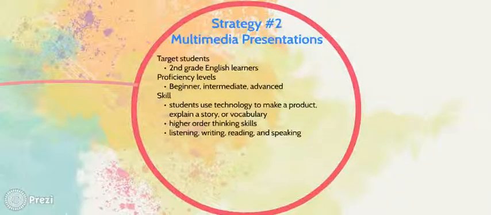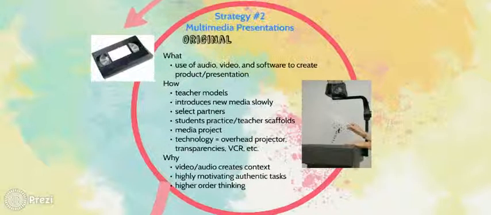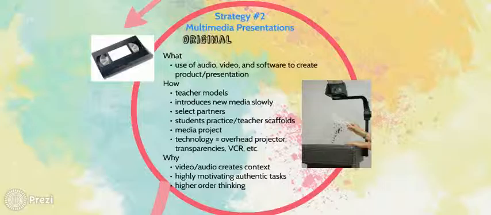The second strategy I'm going to talk about is multimedia presentations. The skills that students use are that they use technology to make a product, explain a story or vocabulary. They use higher order thinking skills, and they use listening, writing, reading, and speaking. This is the original version of multimedia presentations. What is it? It's using audio, video, and software to create a product or a presentation.